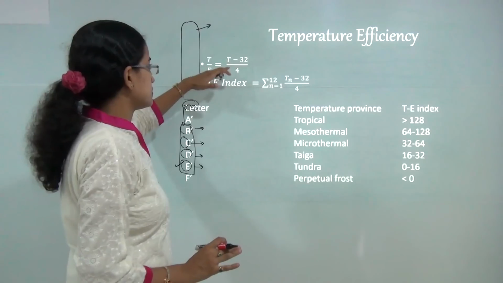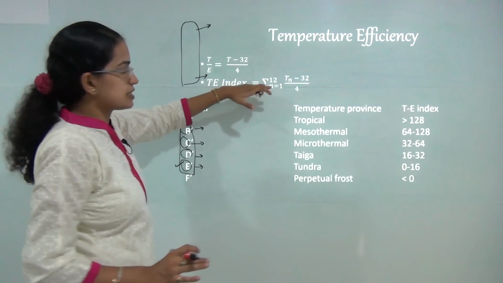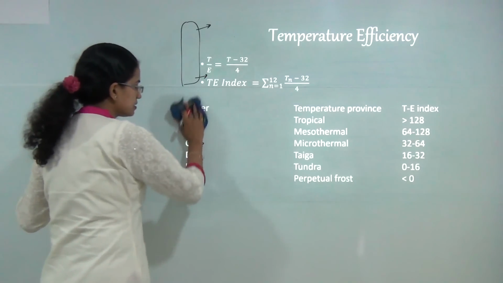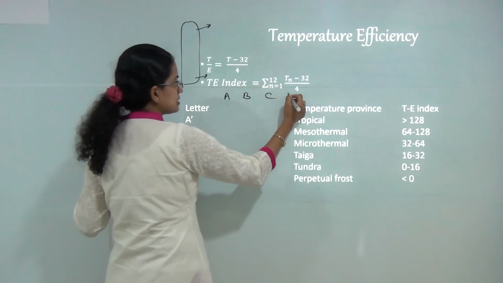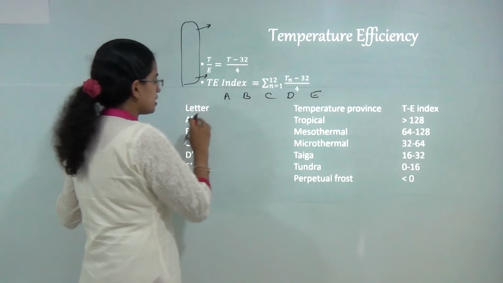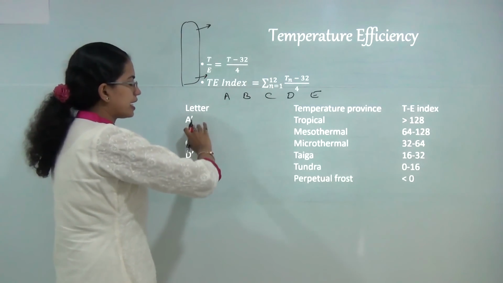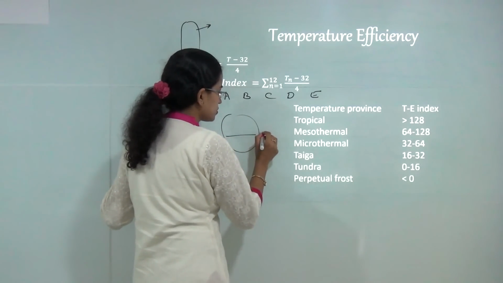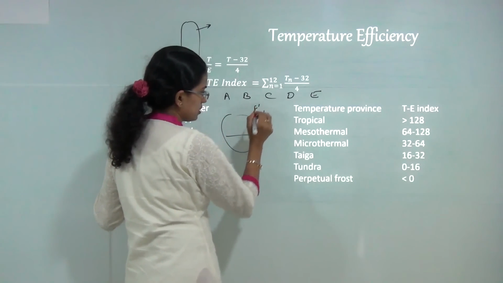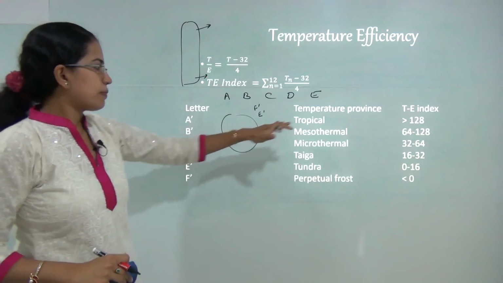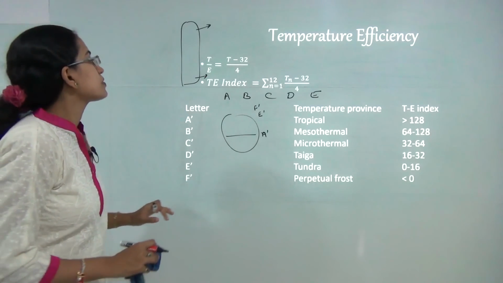He said temperature efficiency is again the ratio of temperature to evaporation, and the TE index is given as a summation over 12 months, and rather than marking the letters as A, B, C and D as he did in the case of precipitation, he marked the letters as A dash to F dash in case of temperature. A dash being the region closer to the tropics, so it was tropical, and as you move away it was E dash and F dash. So A dash is tropical, then you have mesothermal, microthermal, taiga, tundra and perpetual frost.